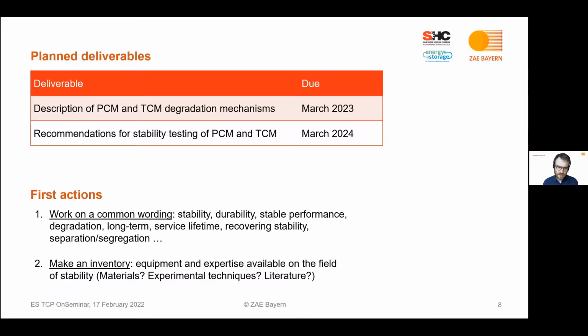And for the first action, I already mentioned the importance of working on a common wording. You see here some of the terms that are not consistently used, but should be agreed upon. And the second action is a continuation of these stability testing device papers. So we want to make an inventory of the existing equipment and expertise in the field of PCM and TCM stability, and especially the first action can also be an input to the PCM TCM wiki at the materials database.